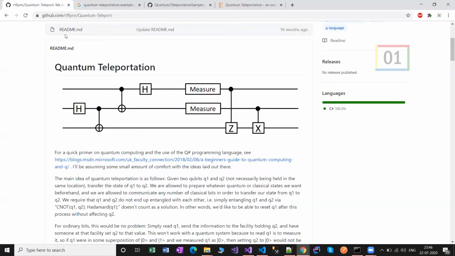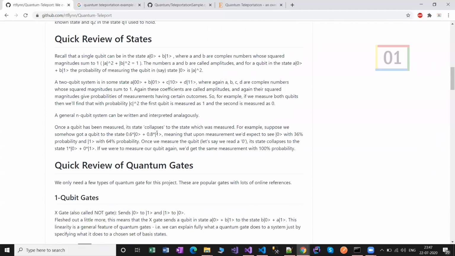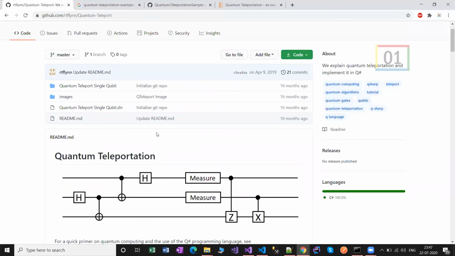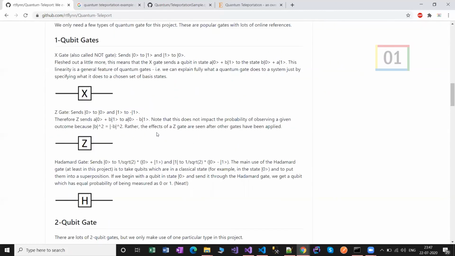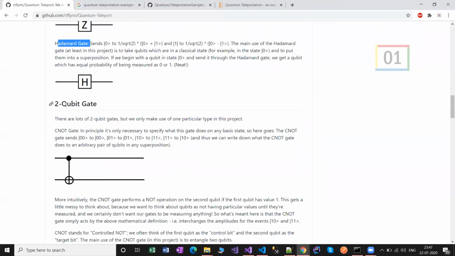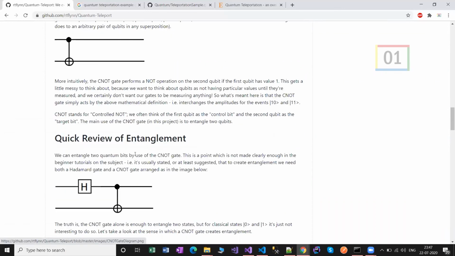This is the quantum teleportation. It's like a simple hello world example. This document explains quantum teleportation perfectly. What are the one-qubit gates? They are the X gate, Z gate and Hadamard gate. Similarly, two-qubit gates come under the CNOT gate. The CNOT gate is what we use in Q# for entanglement.